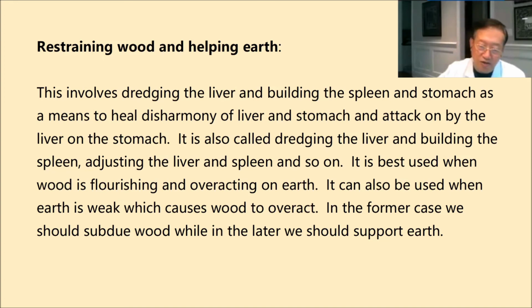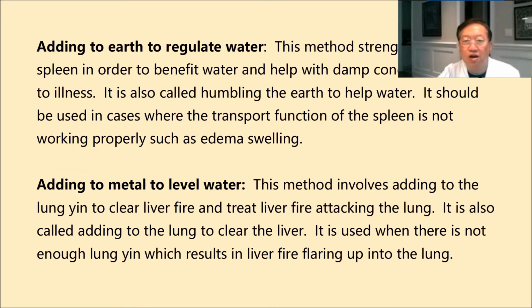In the former case, we should subdue wood, while in the latter, we should support earth. Adding to earth to regulate water. This method strengthens the spleen in order to benefit water and help with damp conditions leading to illness. It is also called humbling the earth to help water. It should be used in cases where the transport function of the spleen is not working properly, such as edema and swelling.